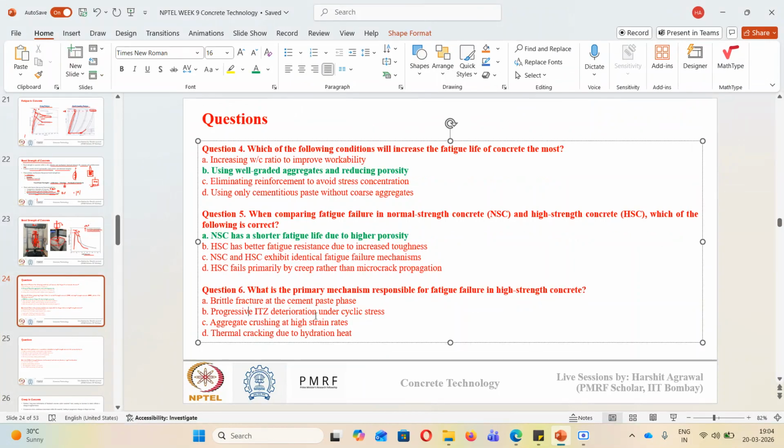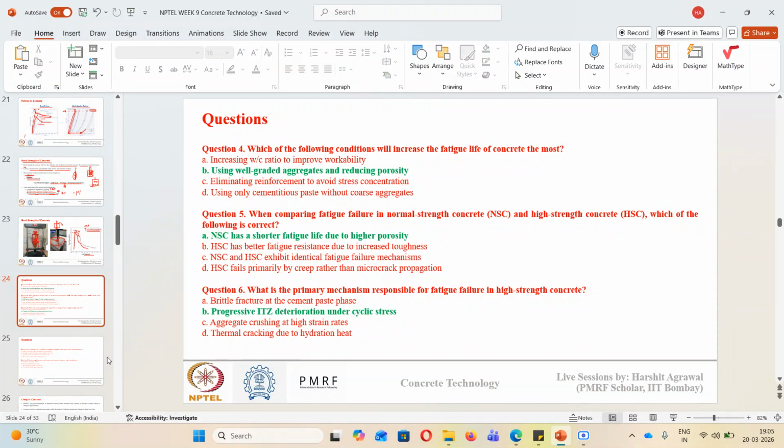The correct answer is B. ITZ. So in high strength concrete also we know ITZ is the weakest link. When we apply repeated cycles of loading, gradually this ITZ zone will deteriorate, and that will cause failure of concrete in fatigue. So the fracture occurs at the ITZ, not in the cement paste. The micro cracks will grow extensively at the ITZ, which will lead to failure of concrete in fatigue.